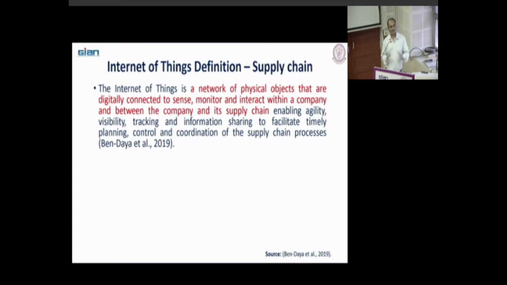Interact within a company. These devices can interact with each other within your company, and sometimes between the company and its supply chain, enabling agility, visibility, tracking, and information sharing. What is agility and visibility? I think day before yesterday we talked about these strategies in supply chain risk management. What is agility and what is visibility? Flexibility to adapt. Okay. What is visibility? End-to-end transparency from the supplier end to the customer end. That's your visibility.